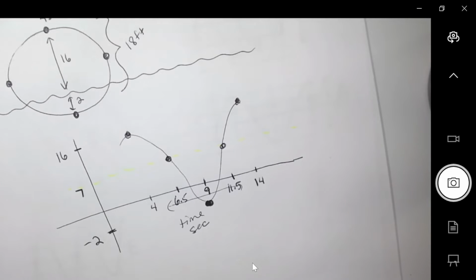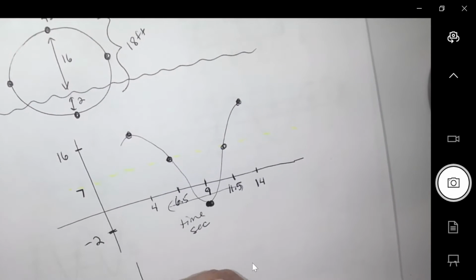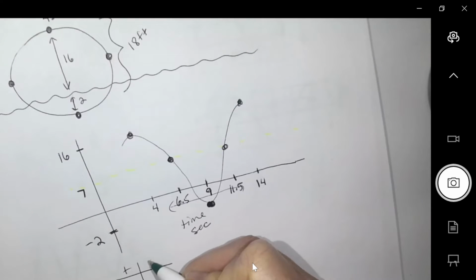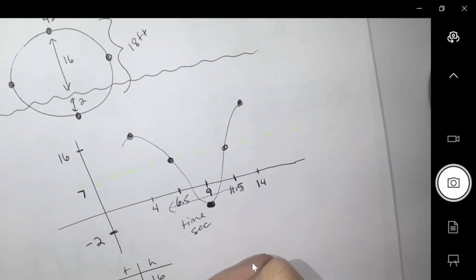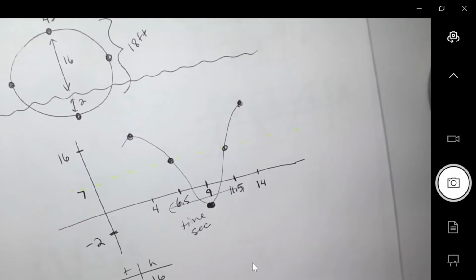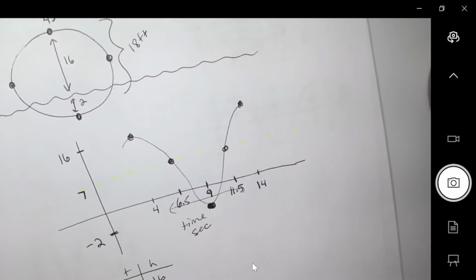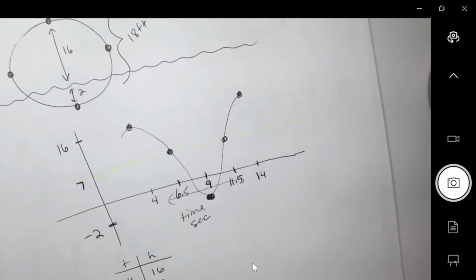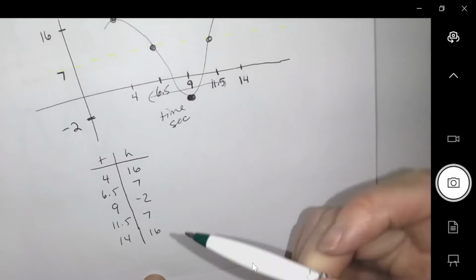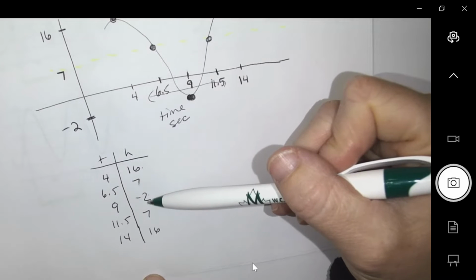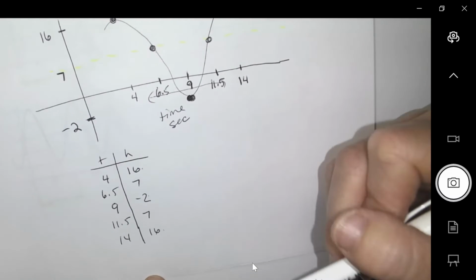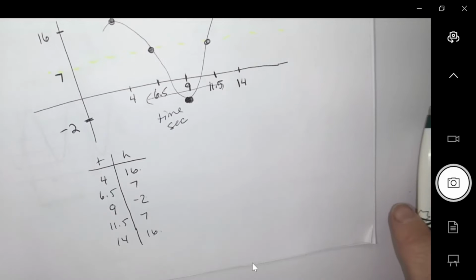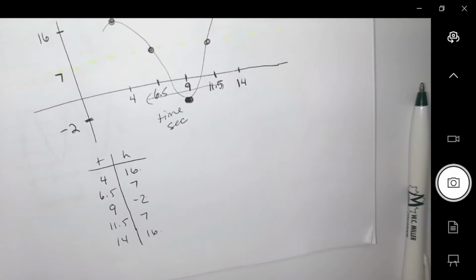Okay. Can you figure out how to take that info into your stat edit, or do you want me to place it into a chart so you can visually see it? It'd be time and height, so it'd be like 4, 16, 6.5, 7, 9, -2, 11.5, back to 7, 14, we're back to 16. So that'd be your stat edit. You can see high, middle, low, middle, high. Can you see all these cycling through that? So put that into your stat edit and it will answer the questions.